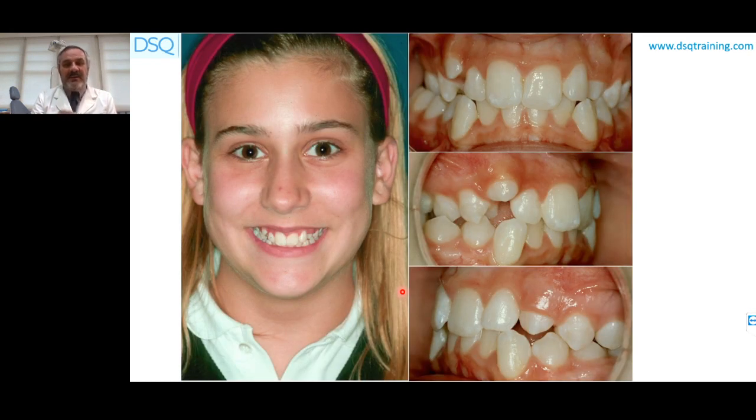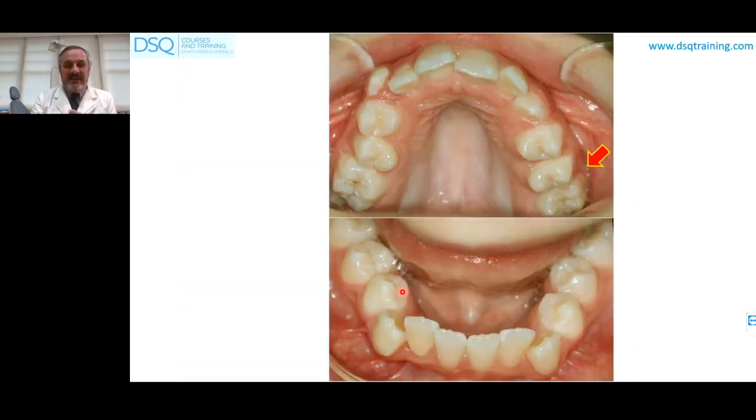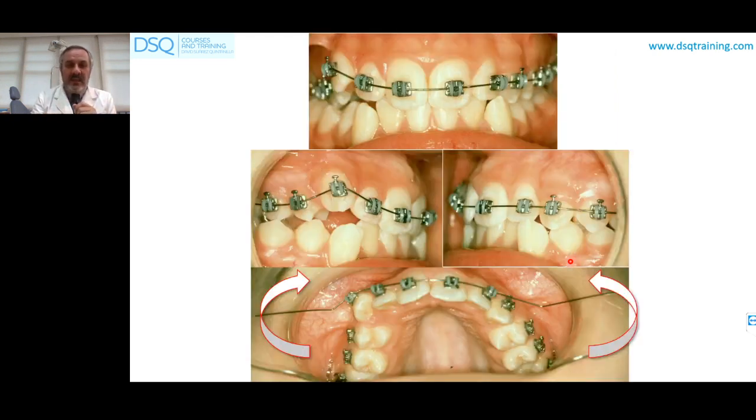Another problem is a patient with severe crowding, and the main problem of this patient is that the patient lost the first upper molar before the treatment. What was the normal plan of treatment in my office many years ago? In this case, it is the extraction of 3 premolars: 1 premolar on one side in the upper and 2 premolars in the lower.